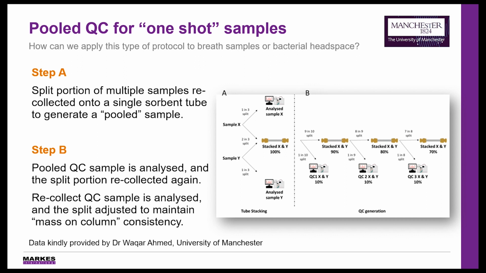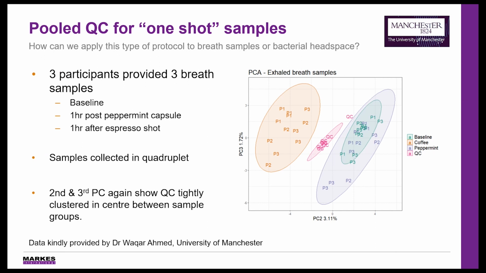In step B, the pooled sample is analysed with the split portion recollected again, and this is performed multiple times throughout the analytical sequence. Each time this process is performed, the split flow is adjusted to maintain the same amount being sent to the column each time. By following these steps, they have demonstrated how a pooled QC can work for breath analysis.